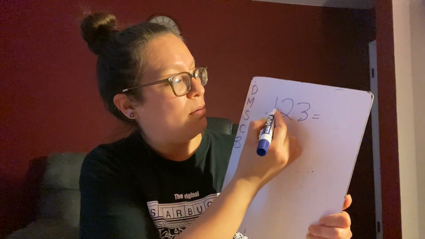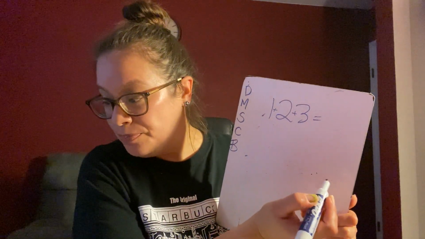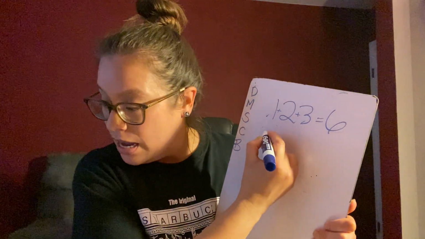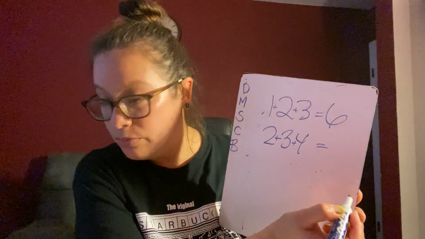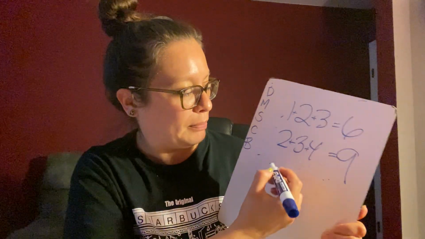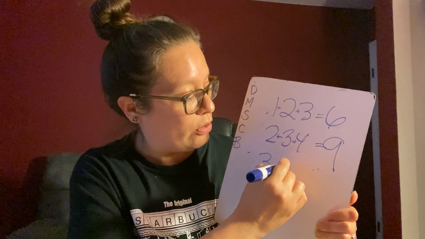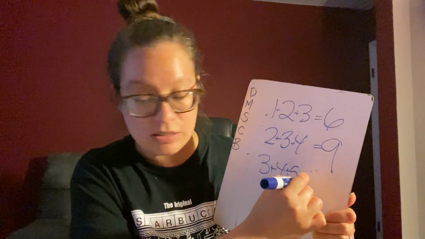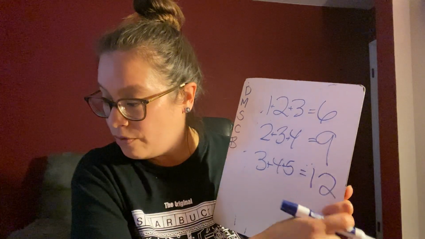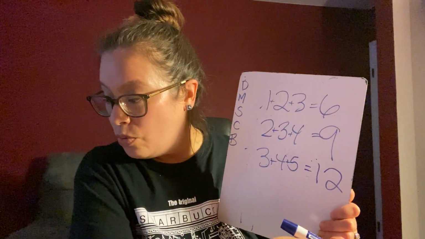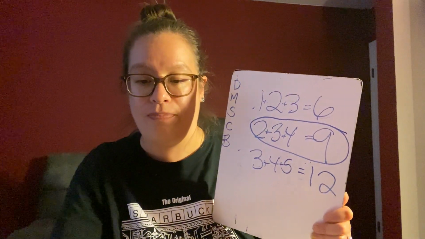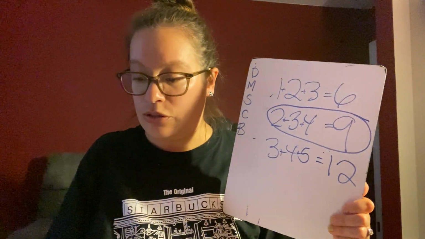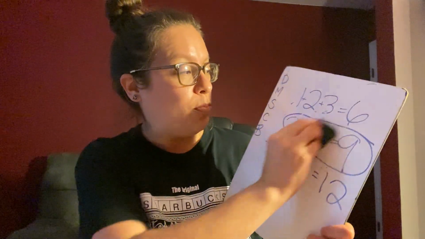So if we did 123, that would be 1 plus 2 plus 3, and that's 6. The next one is 234. 2 plus 3 plus 4, that gives you 9. The next one is 345. 3 plus 4 plus 5. The answer is 12. So which one would be the multiple of 9? And that would be 234.